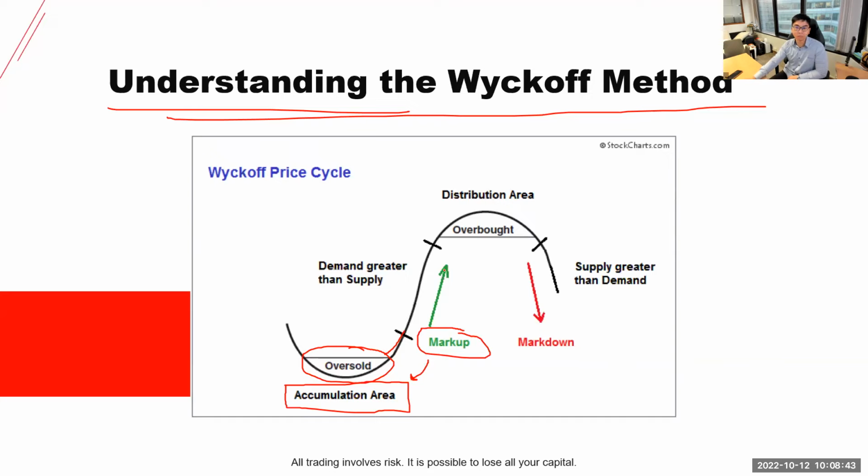Okay, next we go up. Same thing at this area, the distribution area, where price consolidates before it comes down. Same thing, we can use stochastic or the RSI to find the overbought area. Instead of markup, for distribution it's called the markdown. Today I'll be focusing mainly on accumulation and distribution.